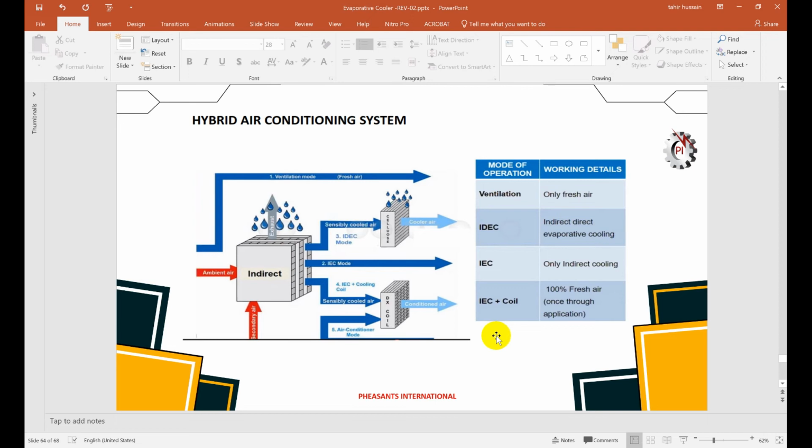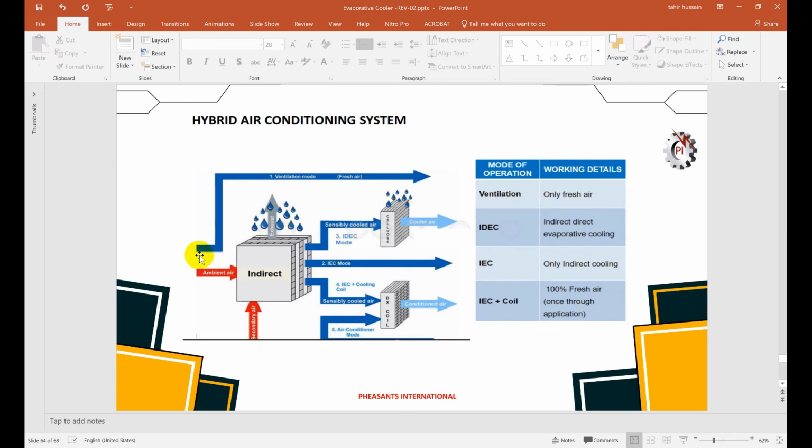If the humidity increases and the wet bulb temperature also increases, we will shut down. We can use the humidity sensor in our inside area. If the humidity increases more than 70%, the cellulose water supply will be shut down. Only we will use the DX coil and the heat exchanger. These two coils we will use. So this is the hybrid air conditioner. We can use it in different ways.